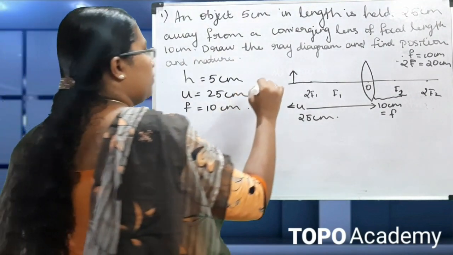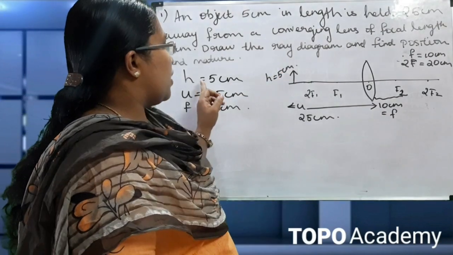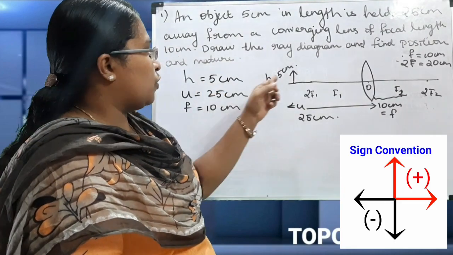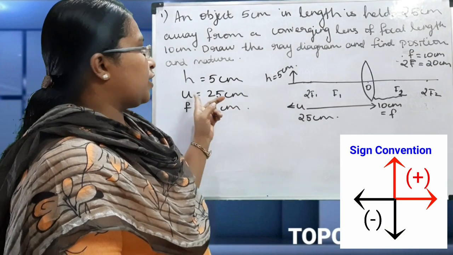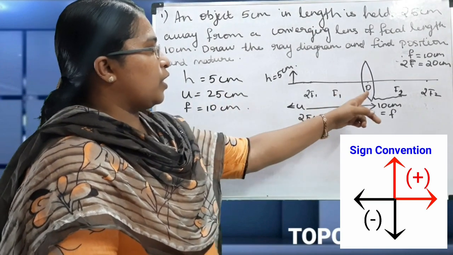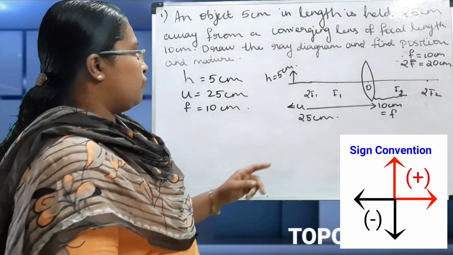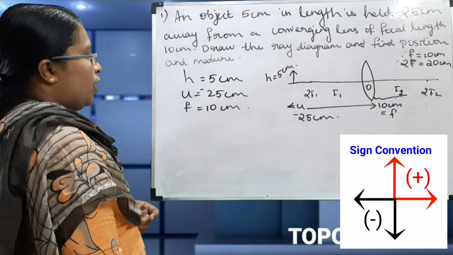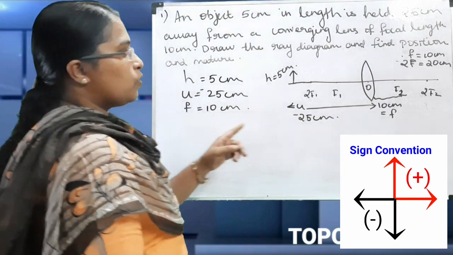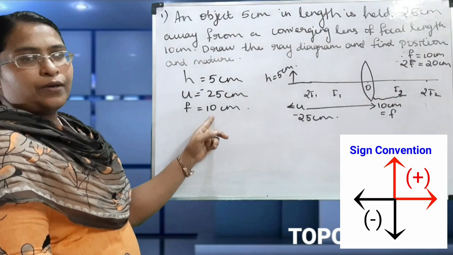And H is given, 5 cm. So what is the sign for H? H is positive because it is in the upward direction. And what's the sign for U? U is on the left side of the optic center, so the sign for U is negative. So it is negative 25 cm. And the focal length is on the right side of the optic center, so the focal length is positive.